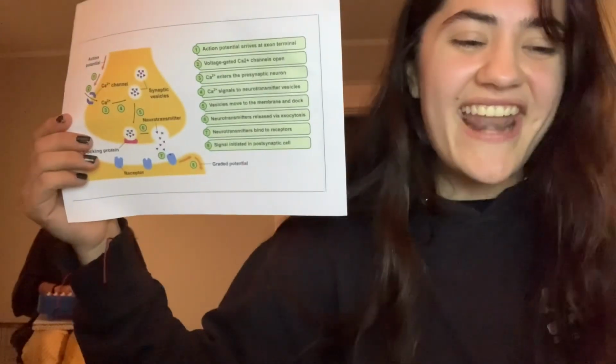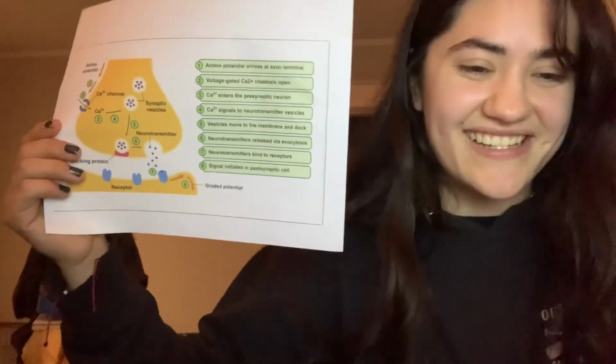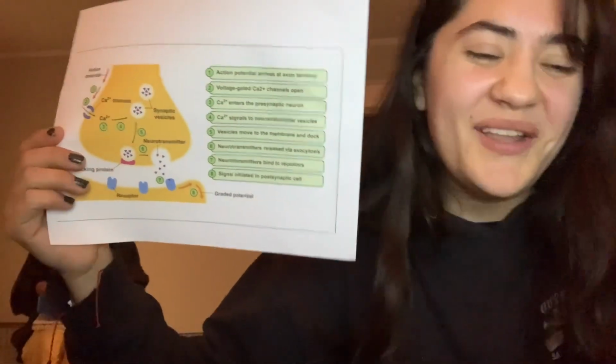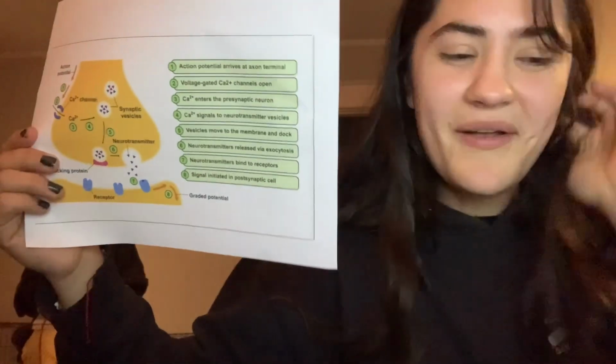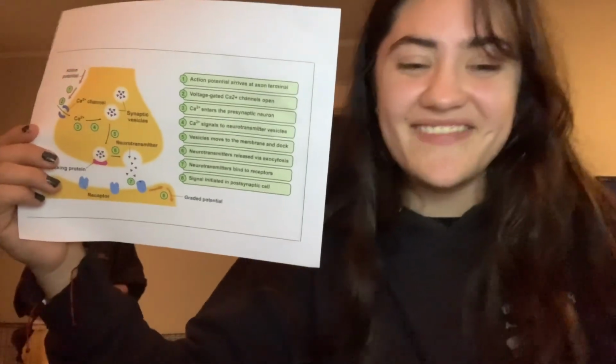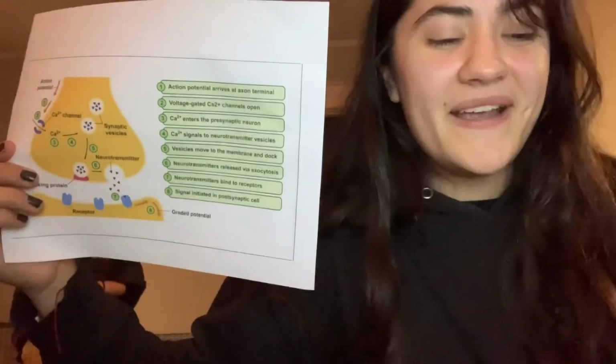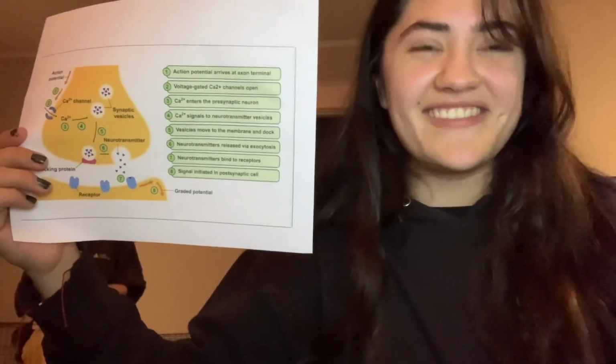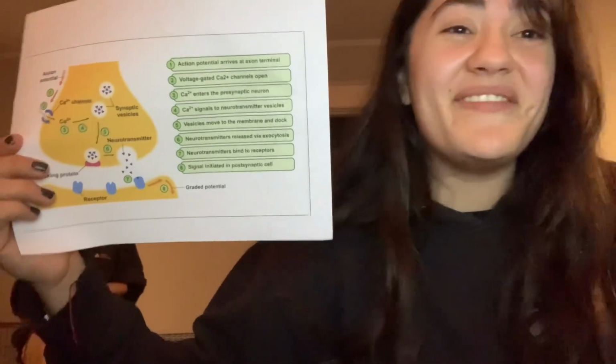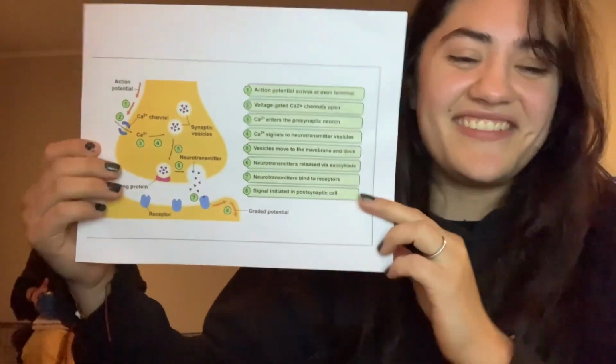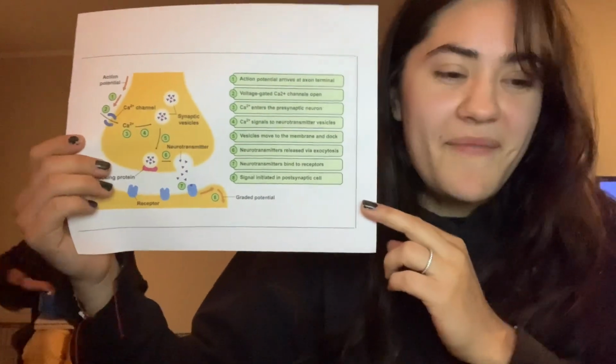All right, what are the steps of synaptic transmission? Step 1, an action potential arrives at the axon terminal. Step 2, the depolarization of the membrane from the action potential causes influx of calcium ions. Step 3, docking of the synaptic vesicles at the membrane. Step 4, release of neurotransmitters into the synapse.